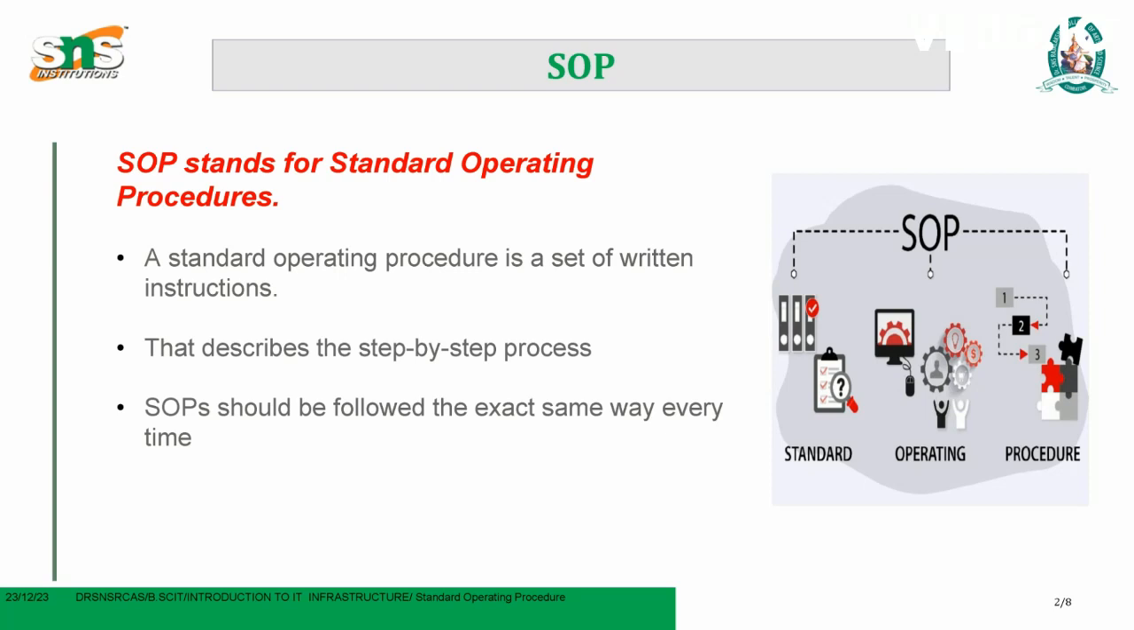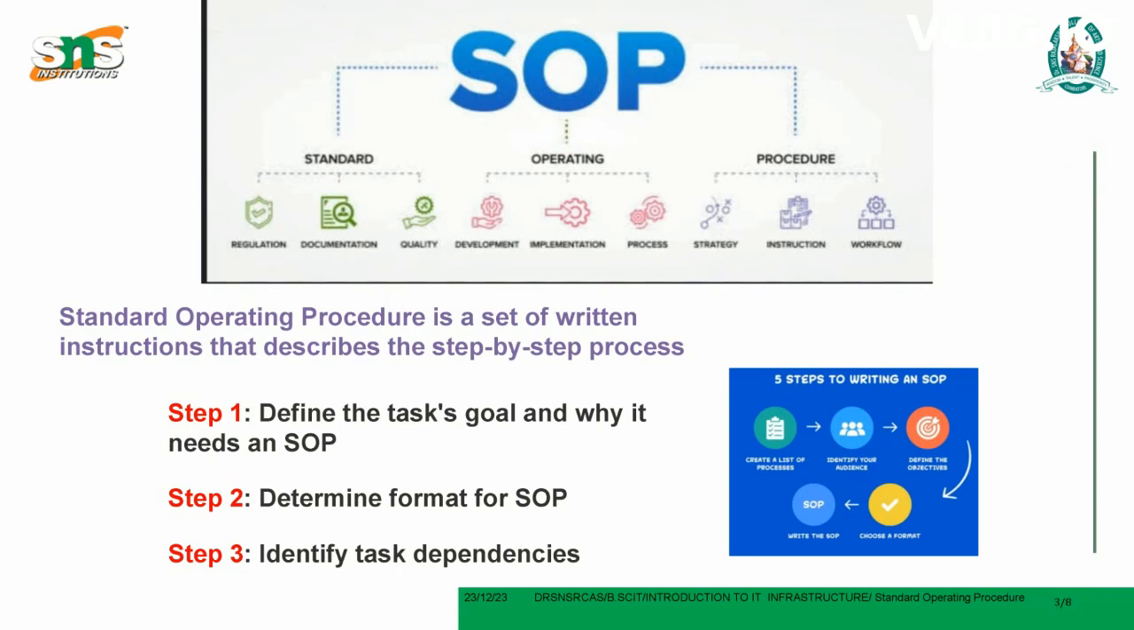The standard operating procedure is a set of written instructions that describes the step by step process. An SOP should be followed exactly the same way every time. This is what the diagram shows, and here we can look into standard operating procedure, and what is a standard, what is operating, and what are the procedures.